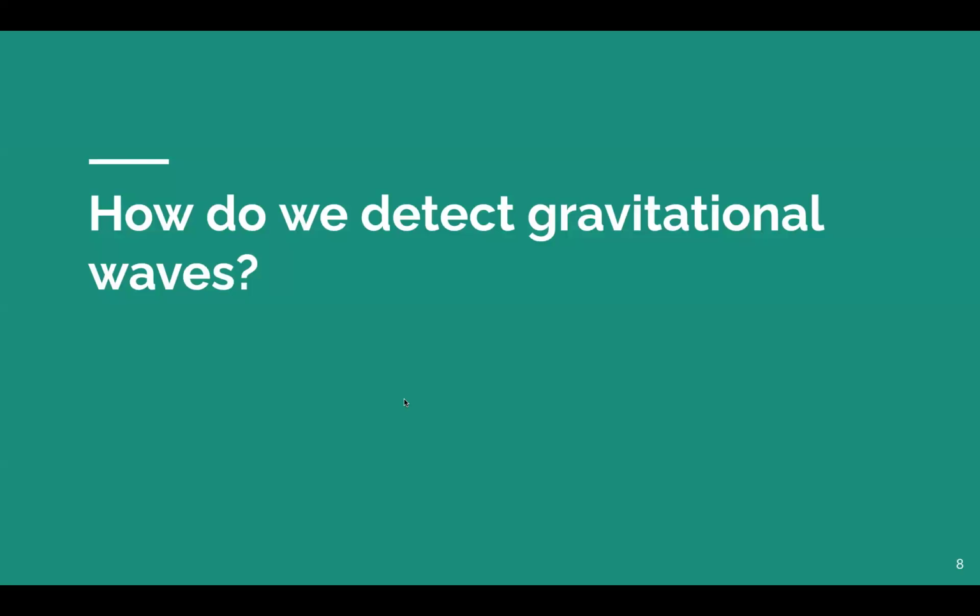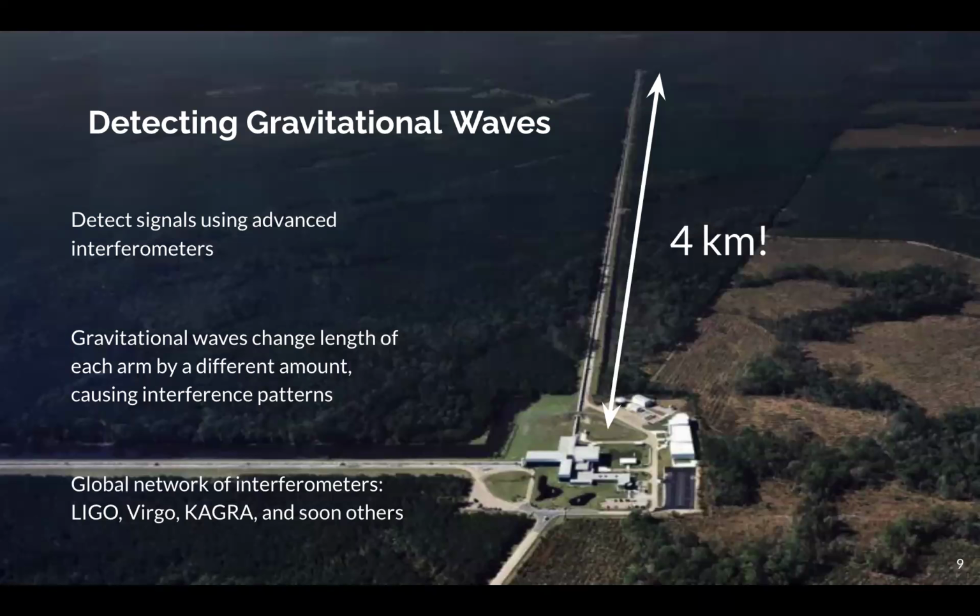Okay, great. How do we detect gravitational waves? We use these advanced interferometers. We have a network of them around the globe. We have two LIGO interferometers. We have one in Hanford. We have one in Livingston. We have the Virgo interferometer in Italy. We have the KAGRA interferometer in Japan.